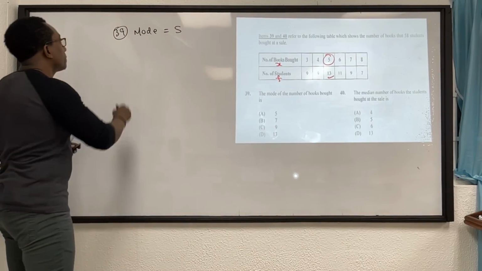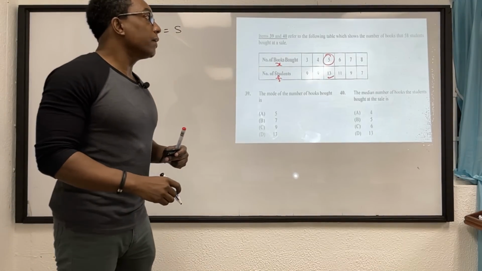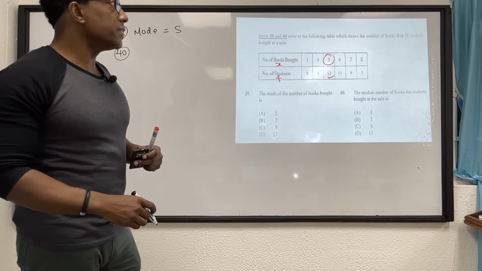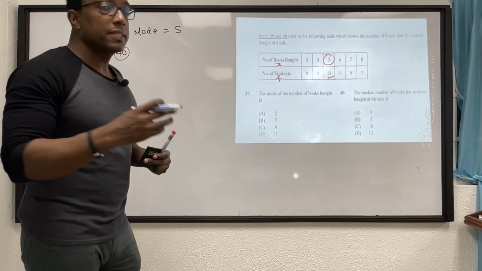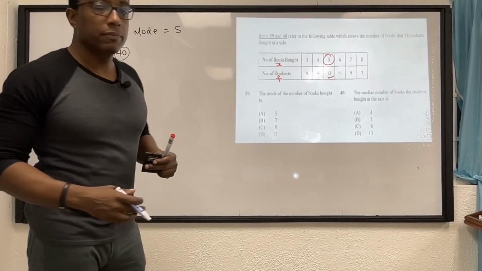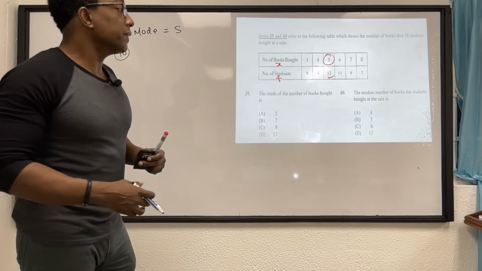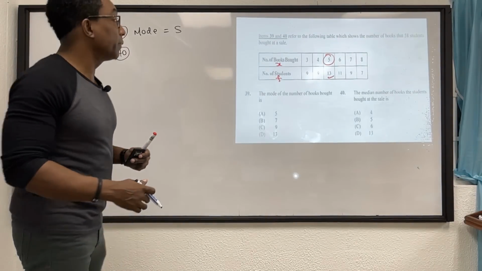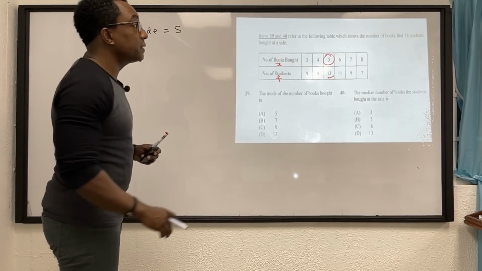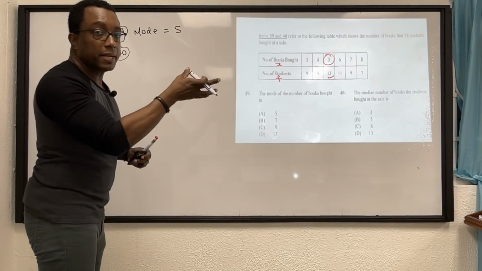For 40, the median number of books the student bought at the sale is. So for us to determine the median number of books, for data again on a frequency table, and this data is ungrouped data, for us to find the median, we have to introduce something called a cumulative frequency. So I'm going to rewrite my table vertically. The table is now horizontal, so I'm going to rewrite it vertically.